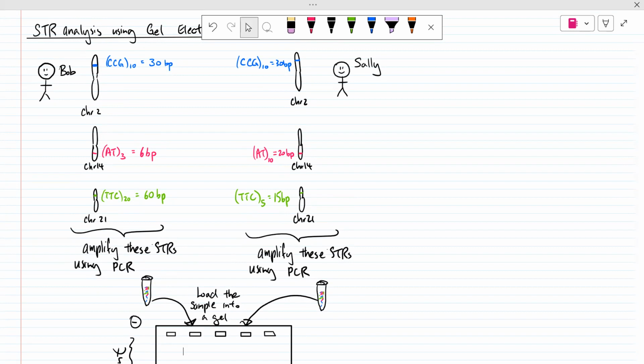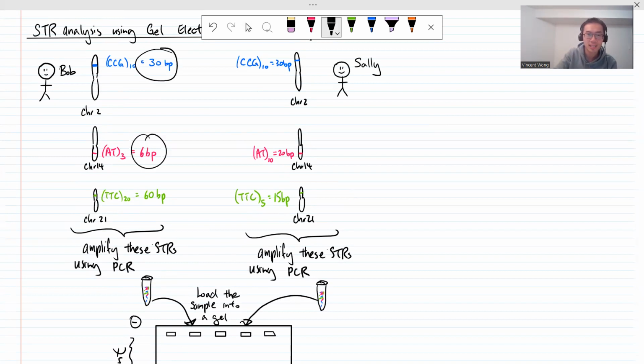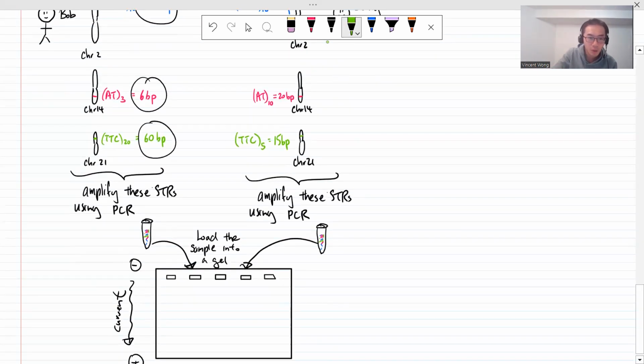Blue. The blue is going to be closest to the top. Why is that? Because it's the longest. Is it the largest though? This is 30, this is 6, this is 60. Right? Let's try again. One more time. Which one is it going to be closest? Oh, 60. That's right. The green one, right? The green one is the longest, right? 60 is the longest, right? So that's why it is going to be closest to the top.